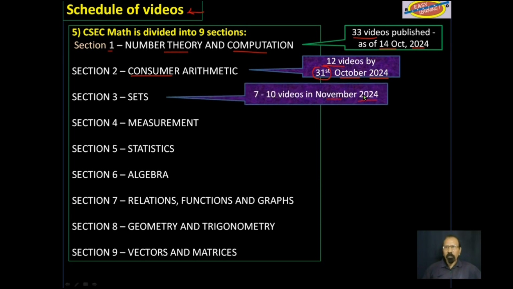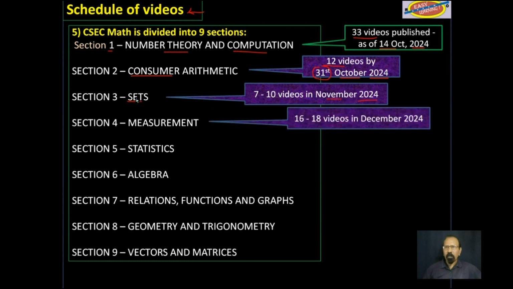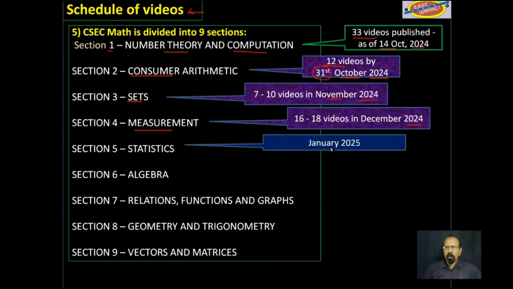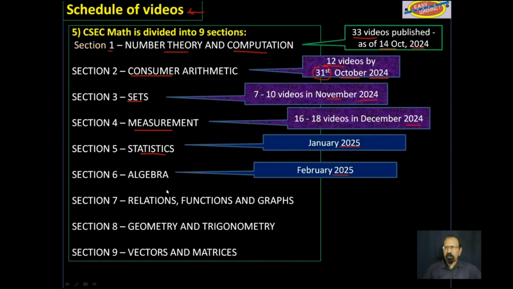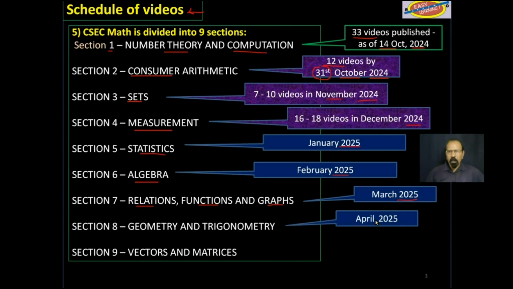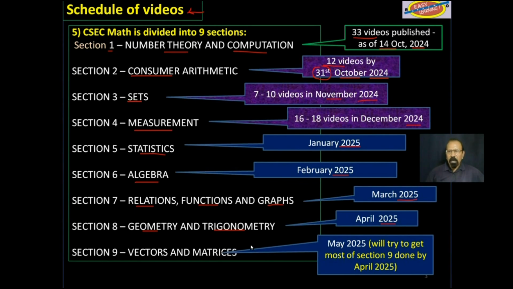Then in November 2024, sets; December 2024, measurement; January 2025, statistics; February 2025, algebra; March 2025, relations, functions, and graphs; April 2025, geometry and trigonometry; and May 2025, hopefully by mid-May, vectors and matrices, and that will cover all the objectives for this syllabus.